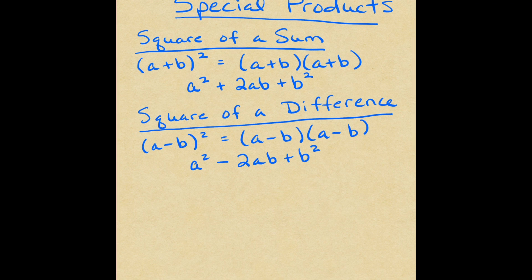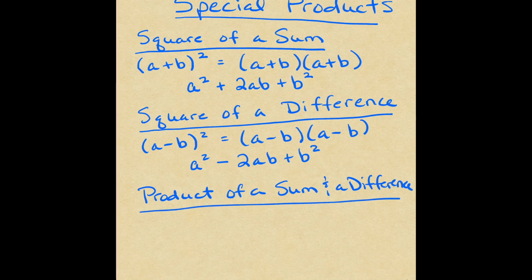And then the final thing we're going to talk about is probably the most important pattern to remember, and it is called the product of a sum and a difference. And this pattern is always going to look like this: a plus b, and then we have exactly the same thing except we have a minus in it. And when we multiply this out, we are always going to get this. We're going to talk about this in just a second.